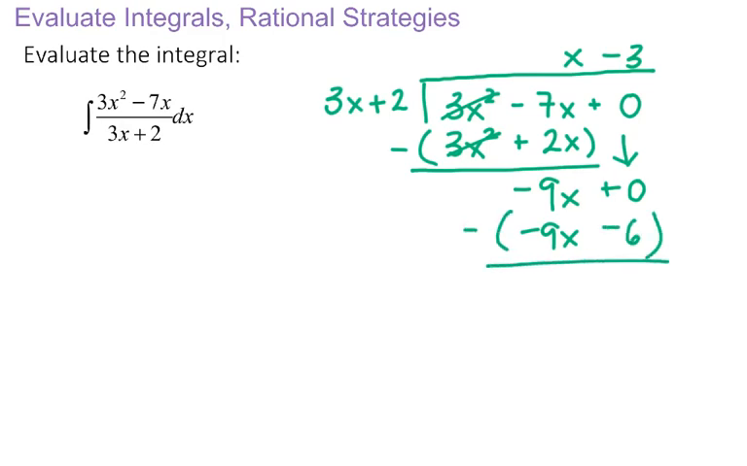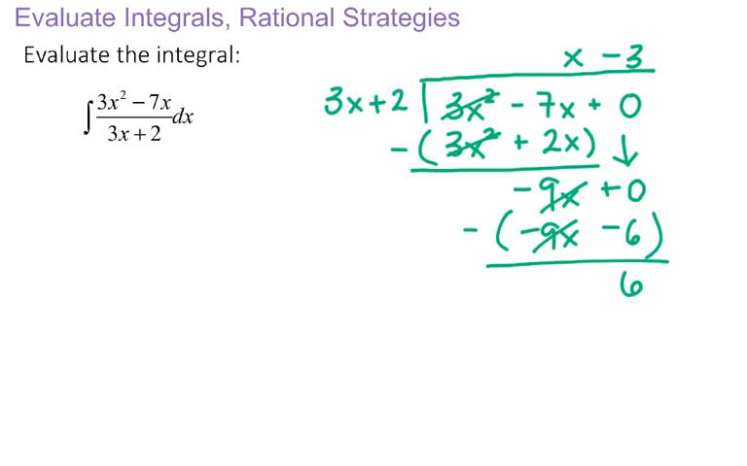Again, subtracting, the first two terms cancel, and I have 0 minus negative 6, which, minus a negative, is going to give us a plus 6. So now I have a quotient, what I might refer to as Q of x, and a remainder, R.